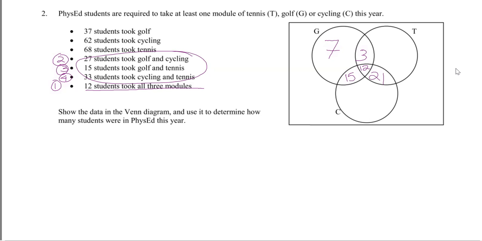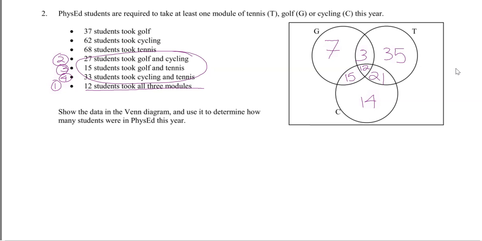What else do we have? 62 students took cycling. So what do we have? 27, 28, 48, 52, 62. And 68 took tennis. So 15, 36, 38, 68.